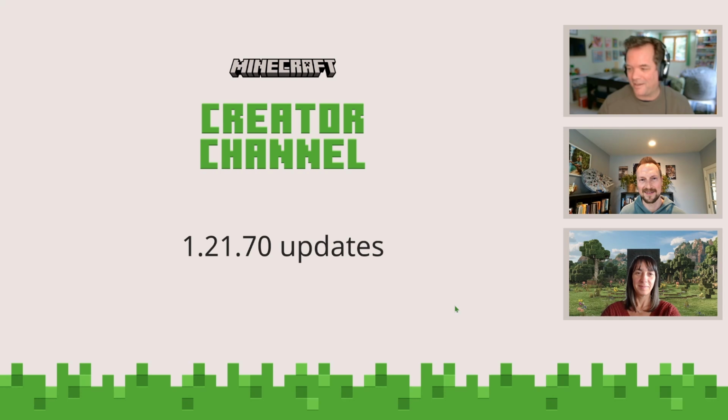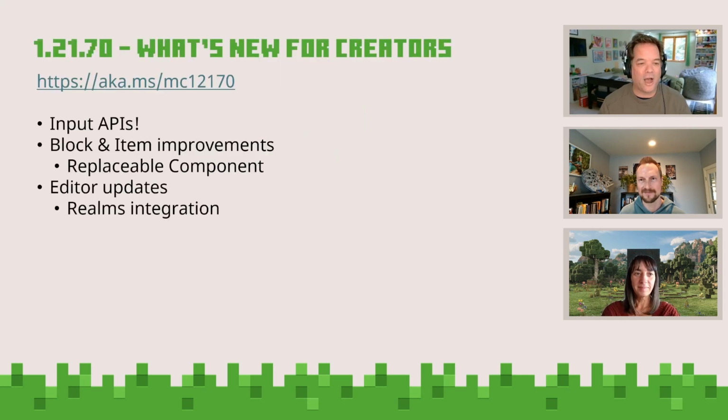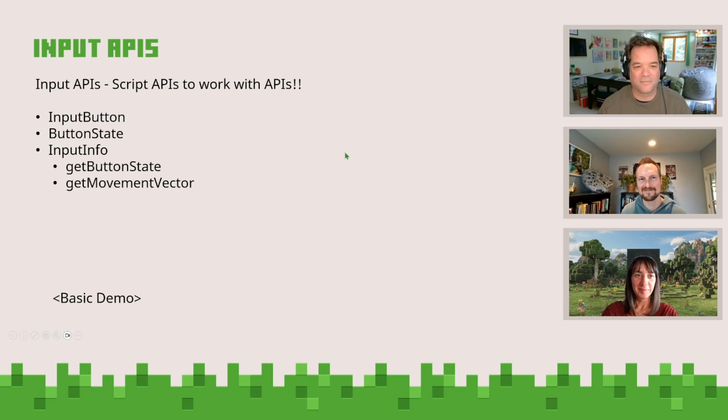All right, let's dig right into the slides and cover everything that's coming up in the 1.21.70 updates. So we have a link to the actual documentation at aka.ms/mc12170 with the text-based equivalent of this and links to the various bits and pieces of documentation. But Angelica, what's coming up in 1.21.70? Yeah, well, I'm going to go over some input APIs, some exciting block stuff, and then Bryant's going to talk about editor. We can go to the next slide.